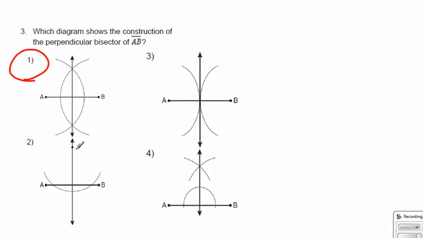And number 2 here seems to be the halfway done sketch of a perpendicular line from a given point. In order for that to be accomplished, we should have another arc drawn here. Number 3 seems to be a line passing through the midpoint, but we have no idea if it's perpendicular or not. So as number 4. So number 1 is the answer.